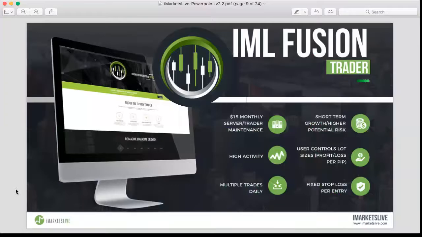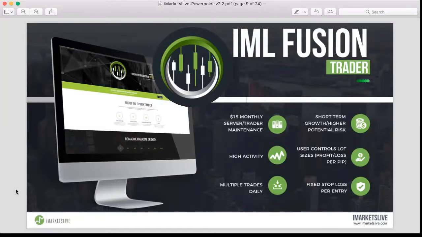You thought that product was powerful? Look at this one. IML Fusion Trader. Guys, this is a highly accelerated auto trader. $15 monthly. That pays for the server and for the trader, because again, the traders actually have to get paid. It's how they get paid, is to perform, right? You've got a high activity, so they're going to be trading literally every day of the week. They're going to trade from Sunday typically through Friday, that's when the markets are open.